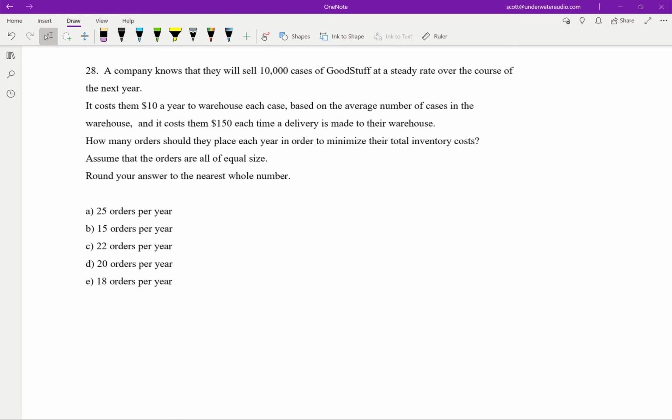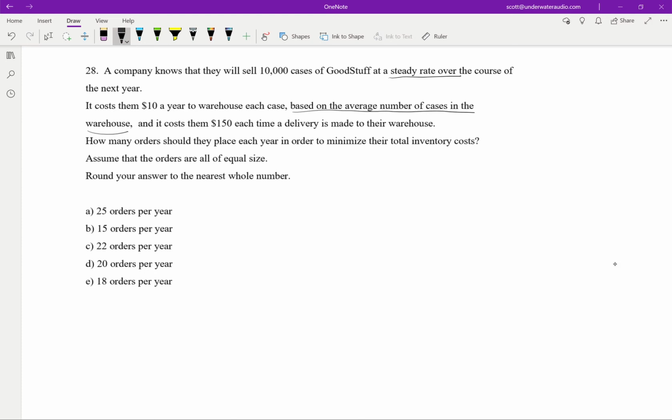So number 28: a company knows that they will sell 10,000 cases of good stuff at a steady rate over the course of the next year. This phrasing here, steady rate over the course of the next year, is kind of a hint that this is this style of problem. It lets us know that it costs them $10 a year to warehouse each case, based on the average number of cases in the warehouse. And it costs them $150 each time a delivery is made to their warehouse.